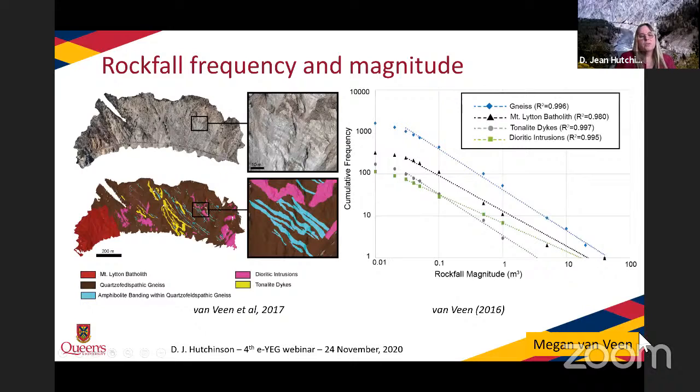We can also think about it from the perspective of rockfall frequency and magnitude. So here's some work done by Megan relating the geological setting to the rockfalls that occurred and looking at the frequency magnitude of those rockfalls based on their lithology. And so this helps us to start to manage and think about the engineering geology as it relates to our failure processes.